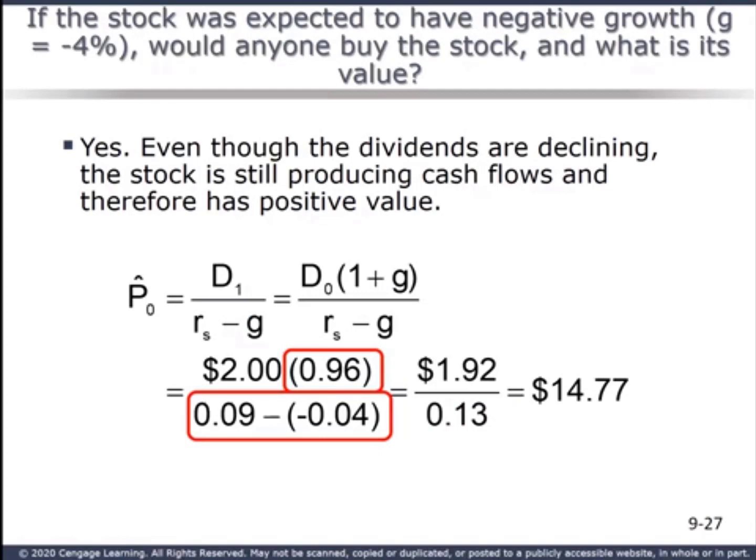Well, yes. Same example, but now the constant growth rate is a negative 6%. Be careful with the negatives, especially in the denominator of the formula.